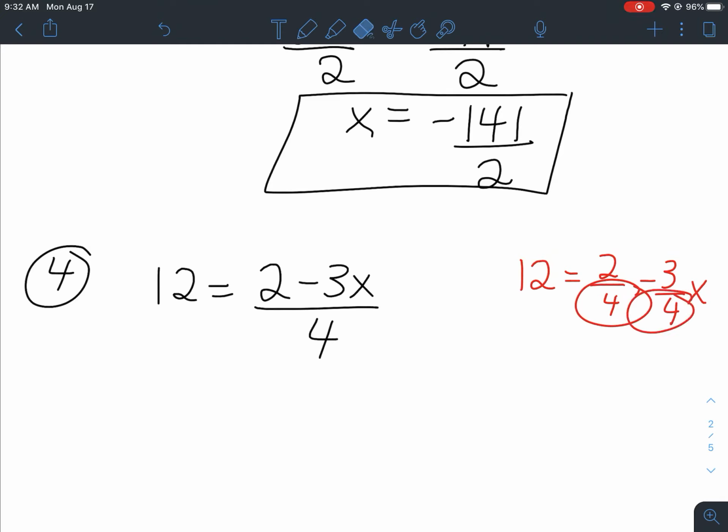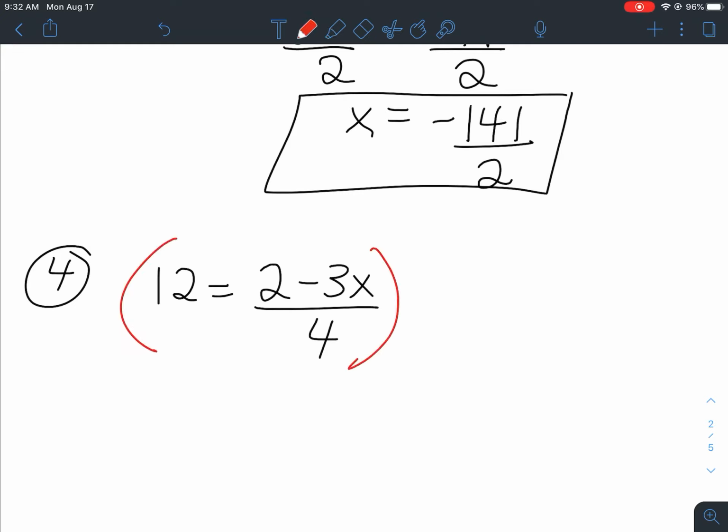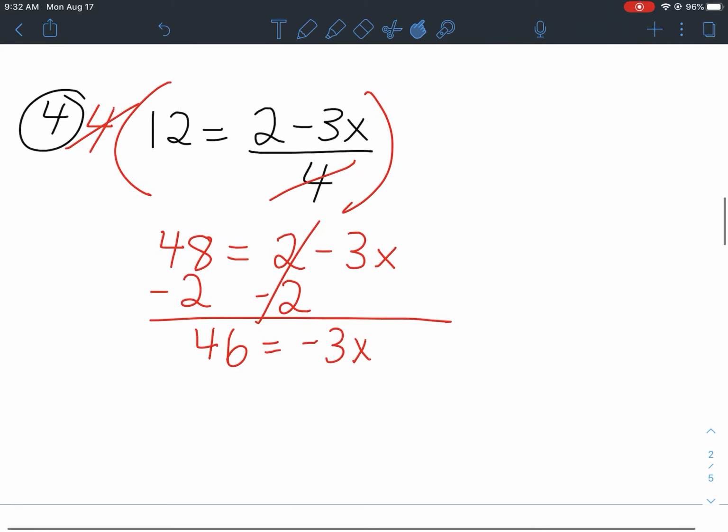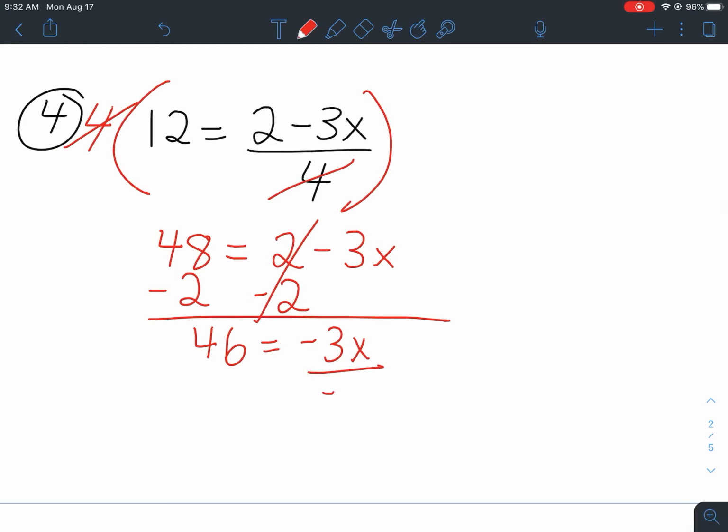So how do you get rid of divided by 4? You multiply by 4. So what we're going to do is we're going to multiply everything through here by 4. So 4 times 12 would be 48. And now if I have this 4 and I'm dividing by 4, these are just canceling out here. So I'm just left with 2 minus 3x. And now we just have a 2-step equation. How do you get rid of adding 2? You subtract 2 from both sides. And then how do we get rid of multiplying by negative 3? You divide by negative 3 on both sides.